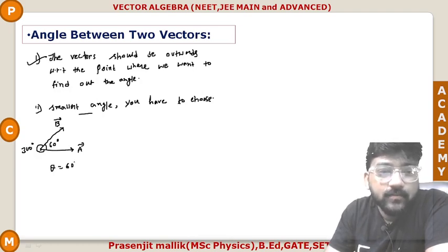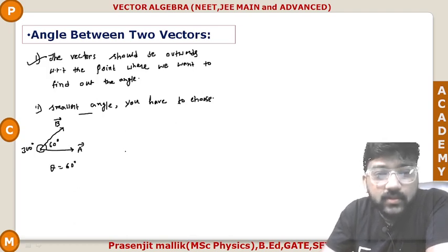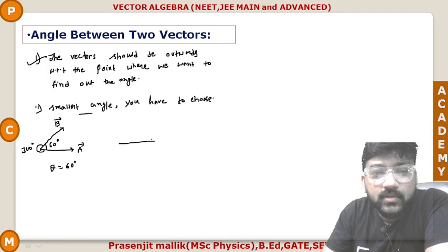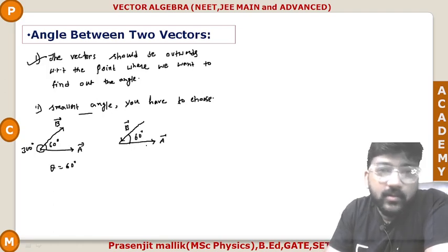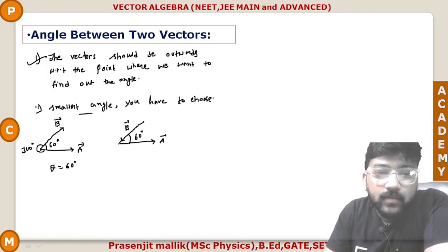that is here 60 degrees. But if we draw these two vectors in a different way, something like this, suppose this is our A vector, and suppose this is our B vector. Now if this angle is given as 60 degrees, then this is not the angle between A and B. Why? Because with respect to this point, you can see A vector is outwards but B vector is inwards. So you have to ensure first that two vectors should be outwards from this point.